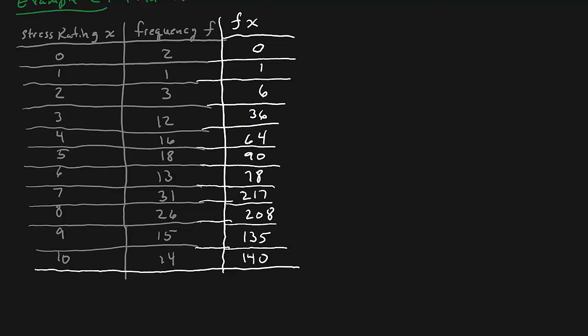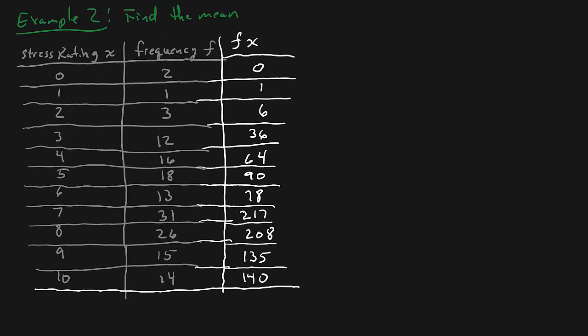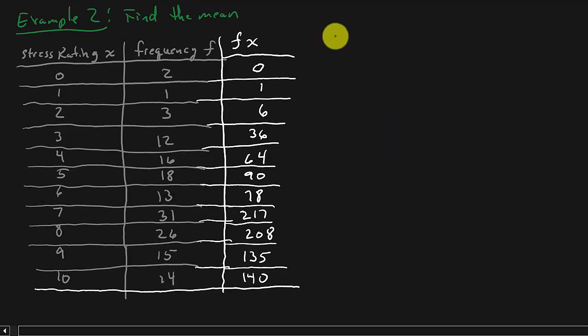All right, so I went ahead and finished multiplying them. So all I did is just X times F all the way down. Now, what did the formula say? Let's go ahead and write the formula down. So that's X bar is equal to the sum of F times X over N.